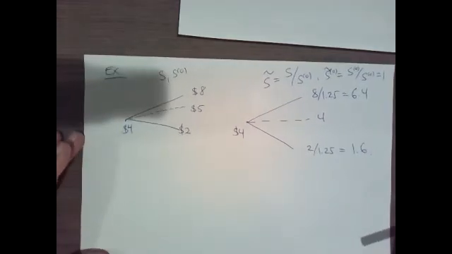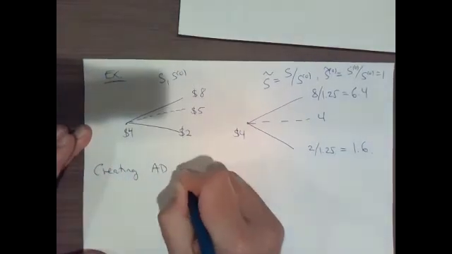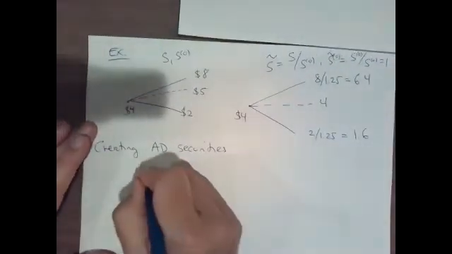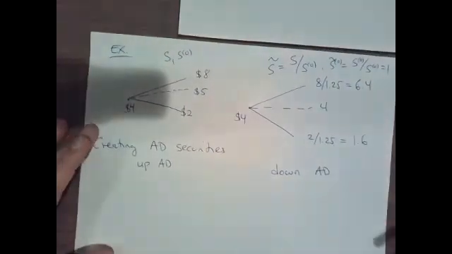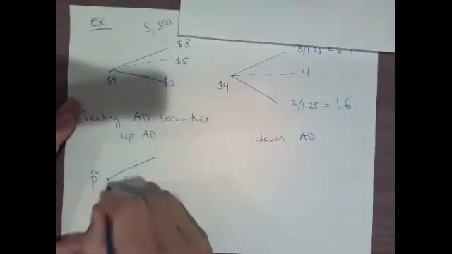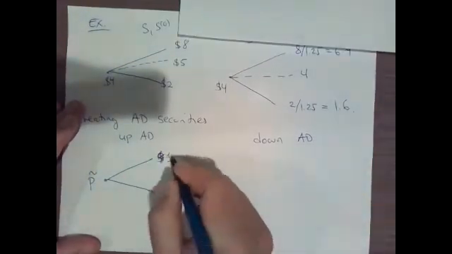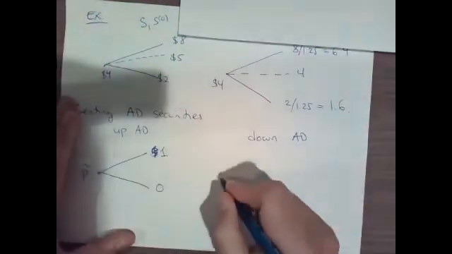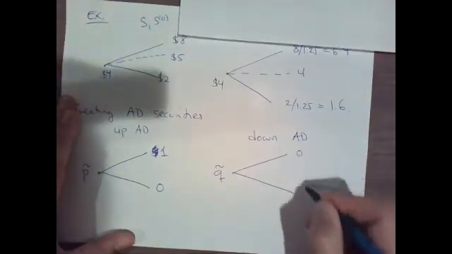So what I'm interested in is creating Arrow-Debreu securities. There are 2 of them. We got the up and we got the down. For the up one, I'm going to put P tilde as the initial value. The up one is going to pay out 1 if up, and 0 if down. And likewise over here, I'm going to put Q tilde as the initial price. So here I'll get 0, and here I'll get 1.